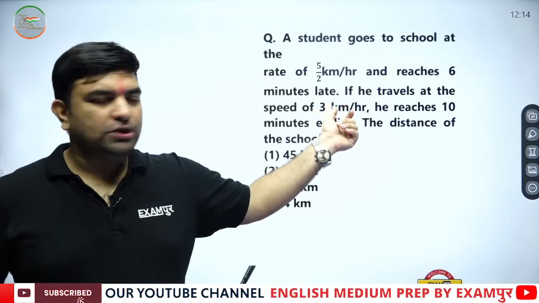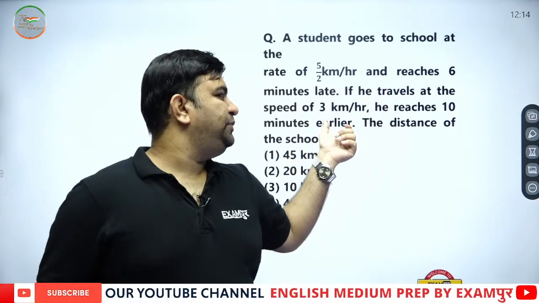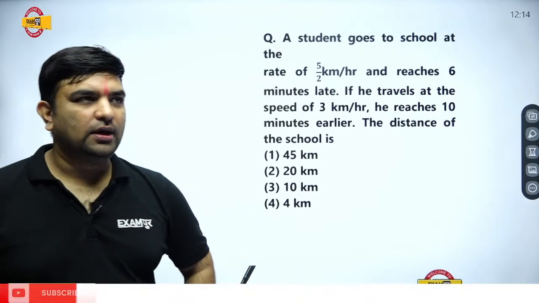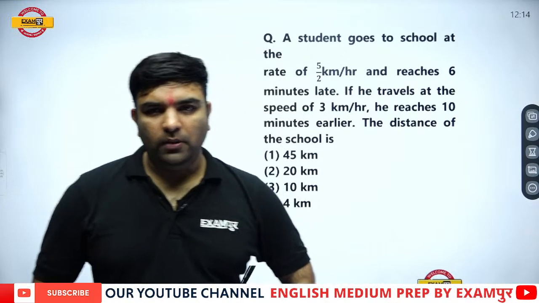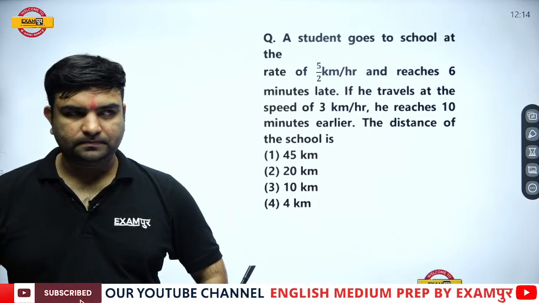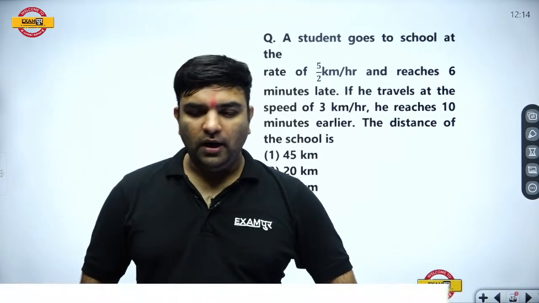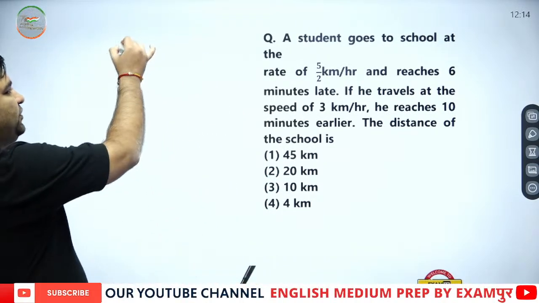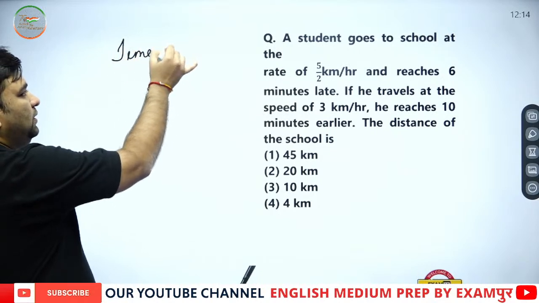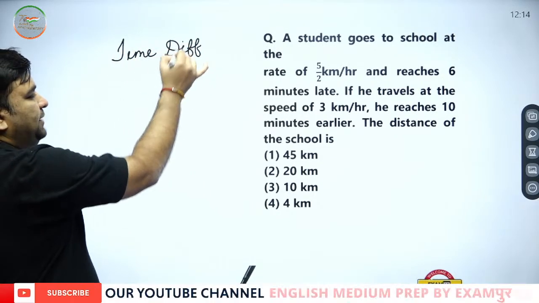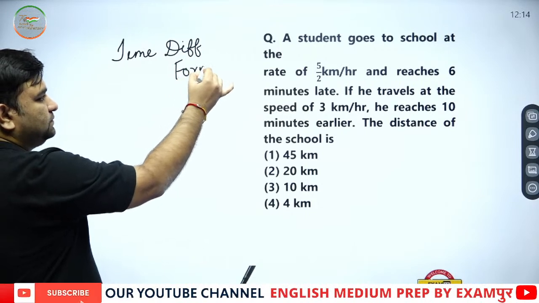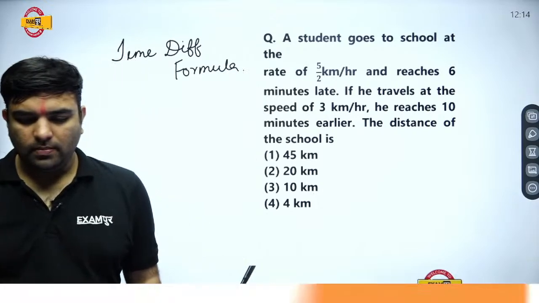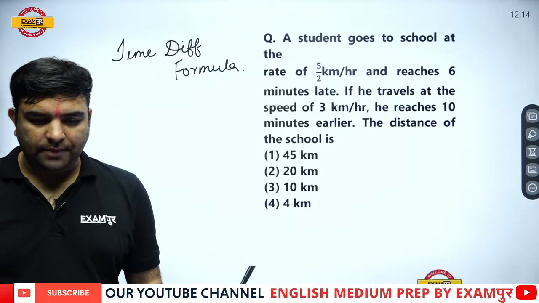With the speed of 5/2, reaches 6 minutes late. With the speed of 3, reaches 10 minutes early. So what is the formula which I'm talking about? The formula I'm talking about is the time difference formula.